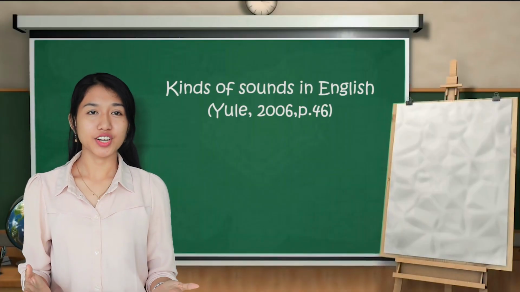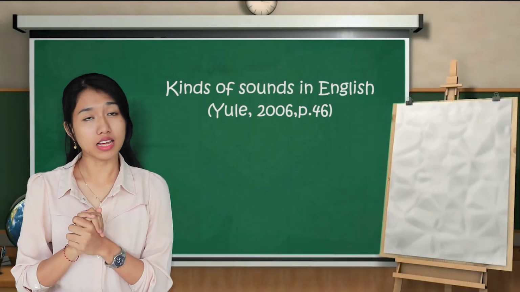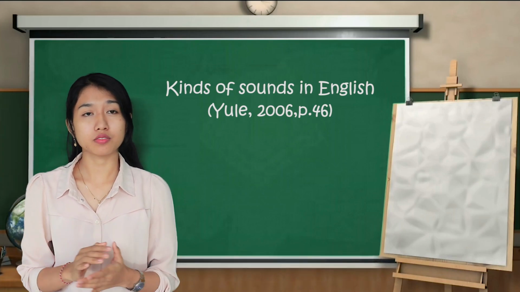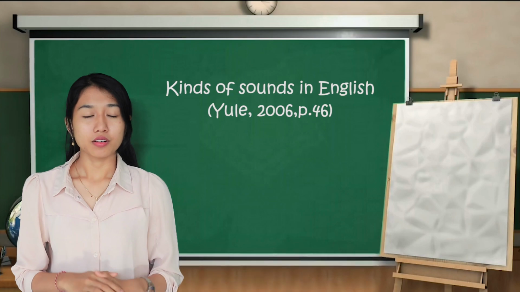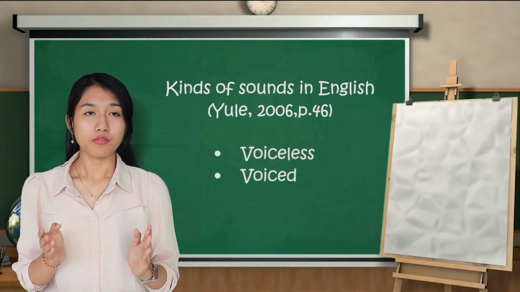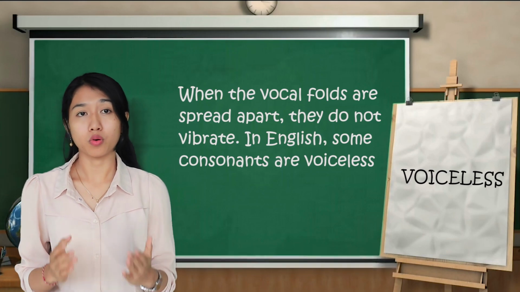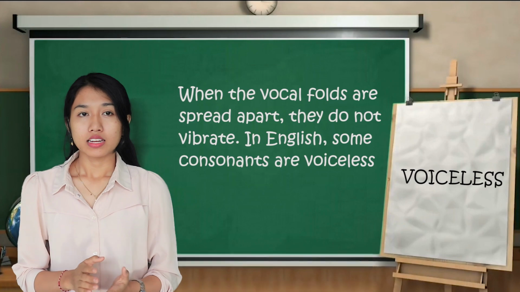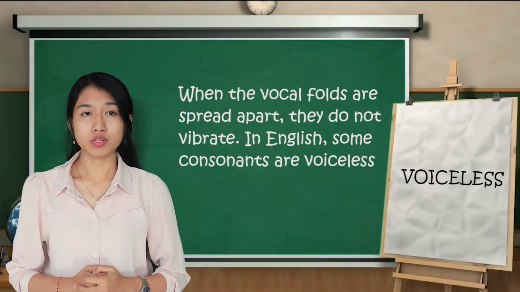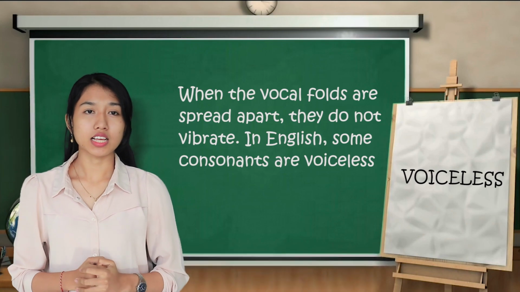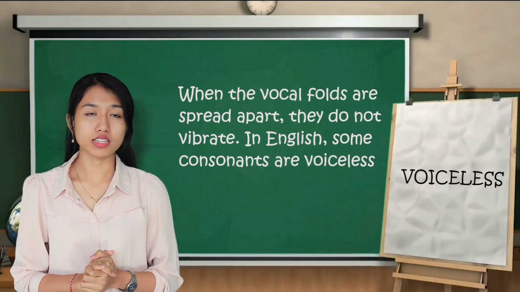In English, there are two different kinds of sounds, according to Yule in 2006, page 46. The first one is voiceless and the second is voiced. Voiceless: when the vocal folds are spread apart, they don't vibrate. The air from the lungs passes between them unimpeded. Sounds produced in such a position are called voiceless sounds.